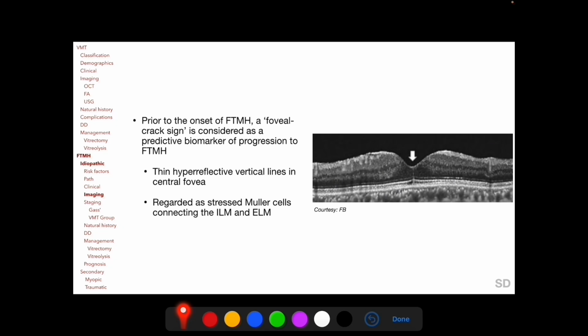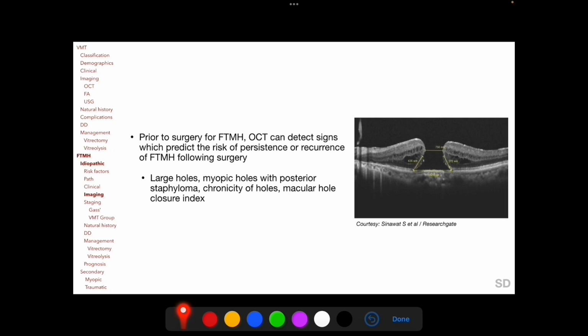This sign consists of thin hyperreflective vertical lines in the foveal center, which are regarded as stressed Muller cells connecting the internal limiting membrane and the external limiting membrane. Prior to surgery for correcting full-thickness macular holes, OCT can detect signs which predict the risk of persistence or recurrence of full-thickness macular hole following surgery.